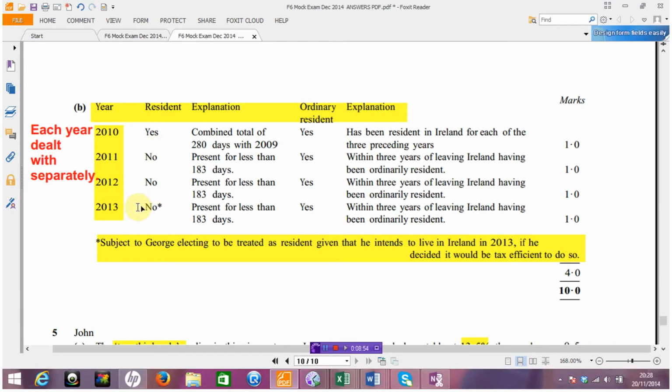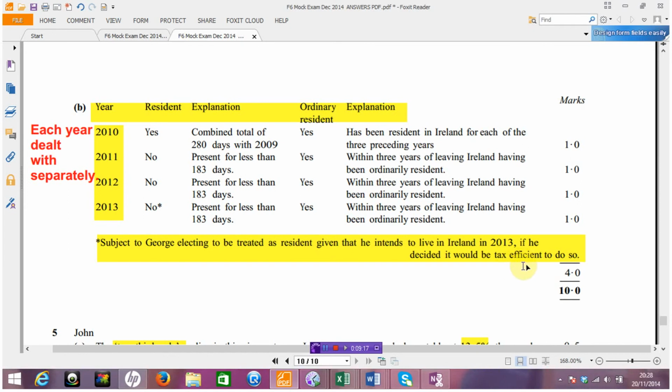Just a quick note down here in relation to 2013. He's certainly been present for less, but there could be an election made by him, as we said above when we dealt with this issue of the several rules for residency. He could make an election subject to it being advantageous, or indeed tax advantageous, for him to do so.